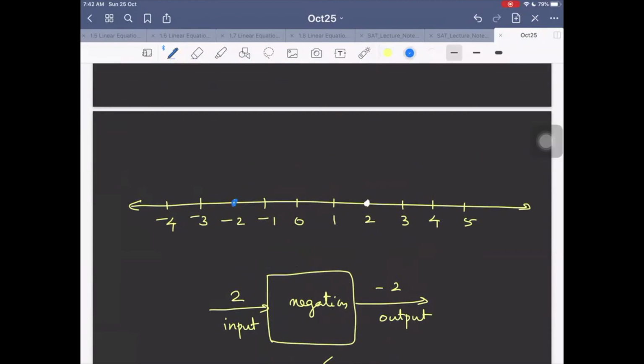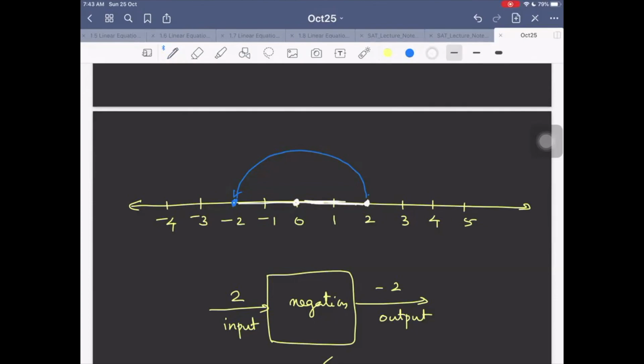This 2, you're basically rotating about origin in a semicircle. About origin means the distance from origin will be kept the same. You have 2 units to origin here, and here also you have 2 units. So just imagine origin as the center of a circle and you're rotating the number 2 to reach -2.